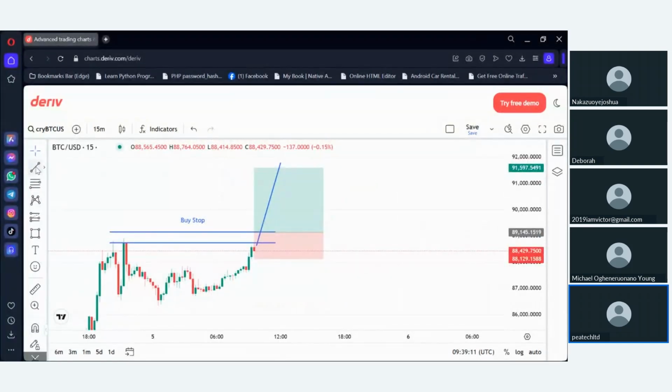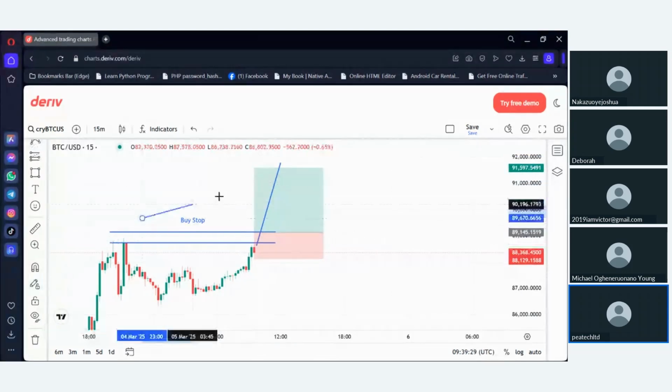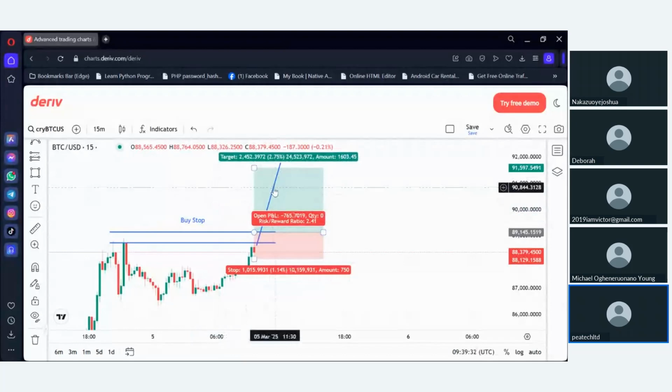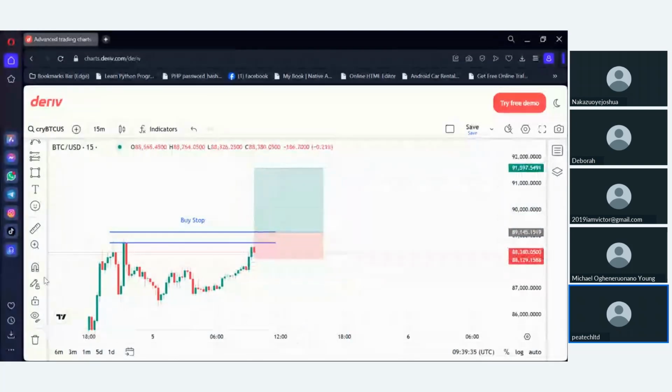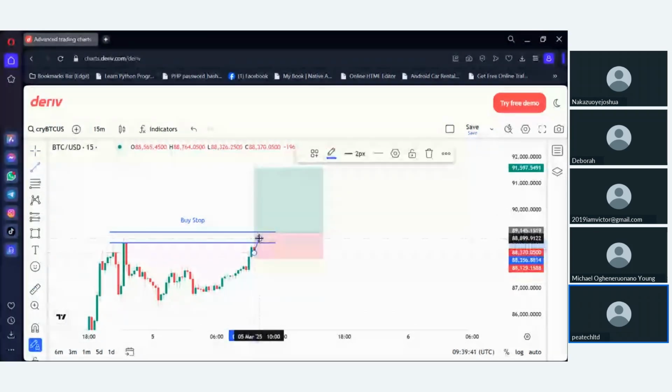So if this market should continue upward like this and going up, so let me just draw it the way market normally moves. All right, so let's say market, hold on, let me delete this. So the market now moves like this.